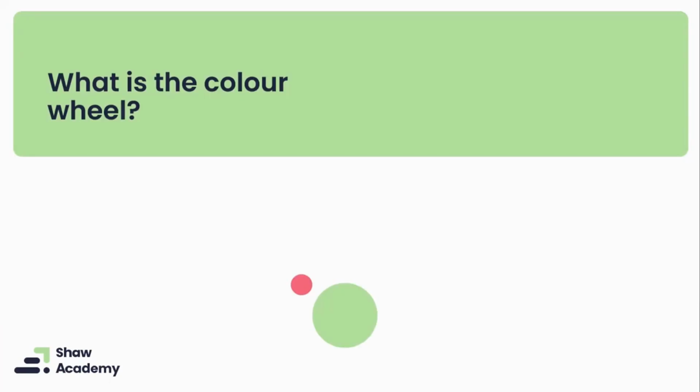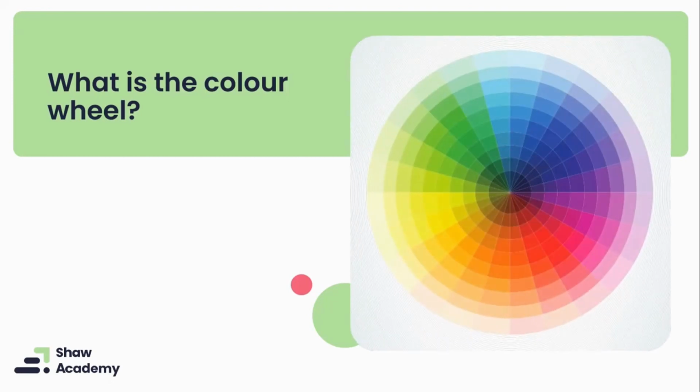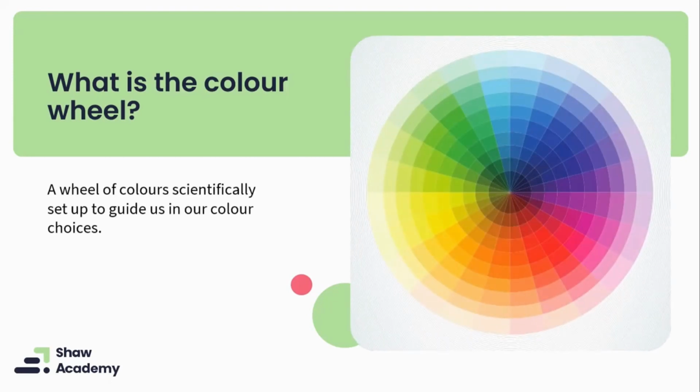What if I told you that there was a tool that made this all just a little bit easier? Well, there is. The secret lies in the color wheel and understanding how to use this color wheel in creating winning color combinations. Well, what is the color wheel, you may ask? It's literally all in the name. It's a wheel of color scientifically set up to guide us in color choices. It's organized in a way that shows you how color naturally combines and blends and contrasts.